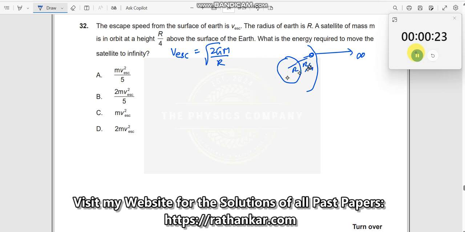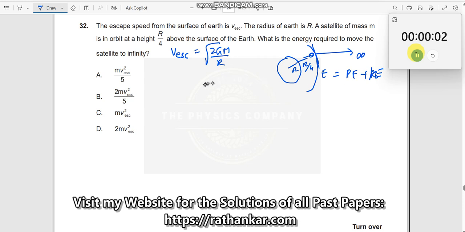Now what we'll do is first find out the energy at this point. The energy at this point is nothing but your potential energy plus kinetic energy, because the satellite has to orbit, it cannot stay there. If it stays there, it will fall down. Only when it orbits will it stay over there. Now what do we do here?